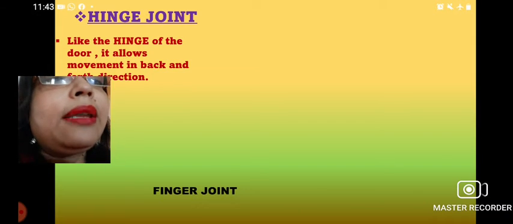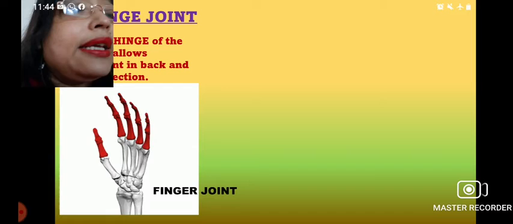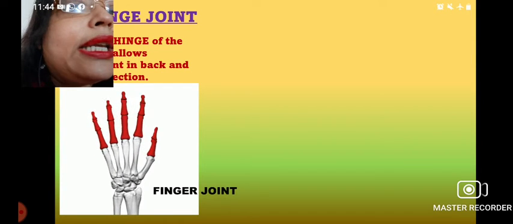Next, coming to the example of the hinge joint. All of you have seen the hinge of the door. Now, what is the main function you had noticed there? That it allows the movement of the door only in two directions, that is back and forth. Similarly in our body, certain parts, certain organs can only move in back and forth direction. What is its example? This is the finger joint. Finger, if you can see, they can move only back and forth.